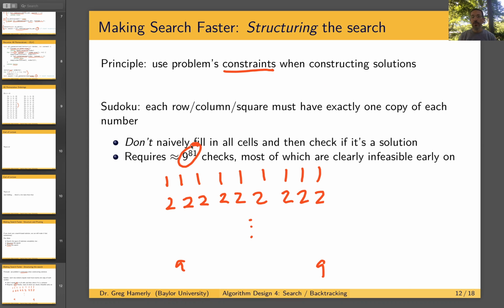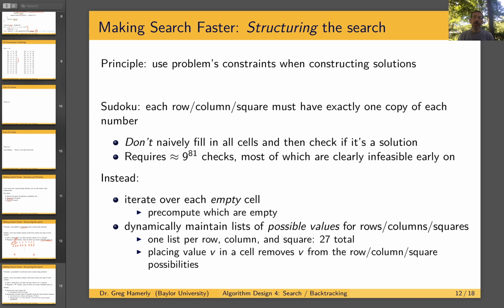And you'd be able to tell very early on that most of these board possibilities are infeasible. Like as soon as I had placed, say, a 1 next to a 1, we know that this is an infeasible board. And so the rest of filling that in is just a waste of time. Okay. So here's what I mean by structuring the search.